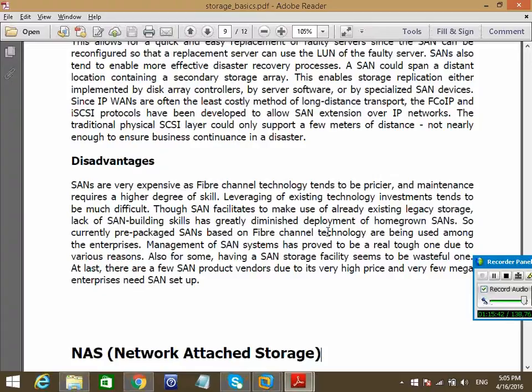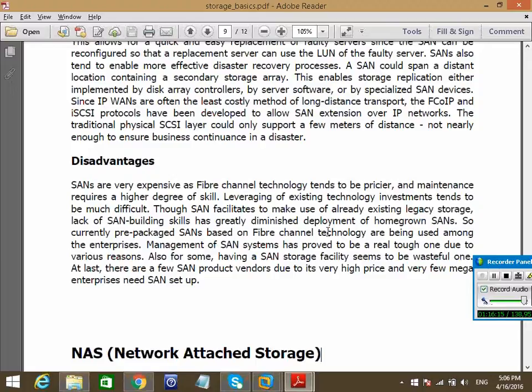Leveraging existing technology investment can be too difficult. Though SAN facilitates making use of already existing legacy storage, the lack of SAN building skills has greatly diminished deployment of homegrown SAN. So currently pre-packaged SAN based on Fibre Channel technology is being used among enterprises. Packaged SAN, ready-made SAN.